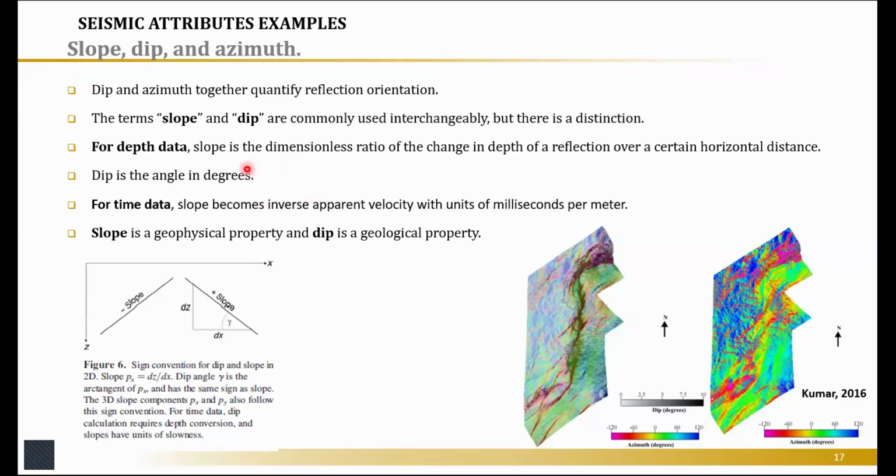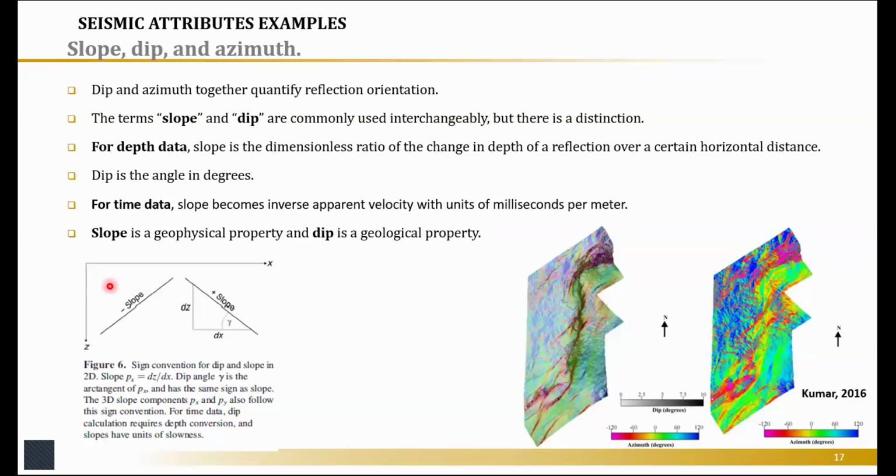Okay, so we commonly use these two words, slope and dip, as one term, or as synonyms. But unfortunately, it's not like that. There are some differences between slope and dip. If you are concerned with the seismic in the depth domain, you have a distance horizontally and then the vertical depth. So when you are dealing with depth data, the slope will be dimensionless, with no units, because you have distance over distance. You measure the change in distance vertically to the distance horizontally. So it will be dimensionless.